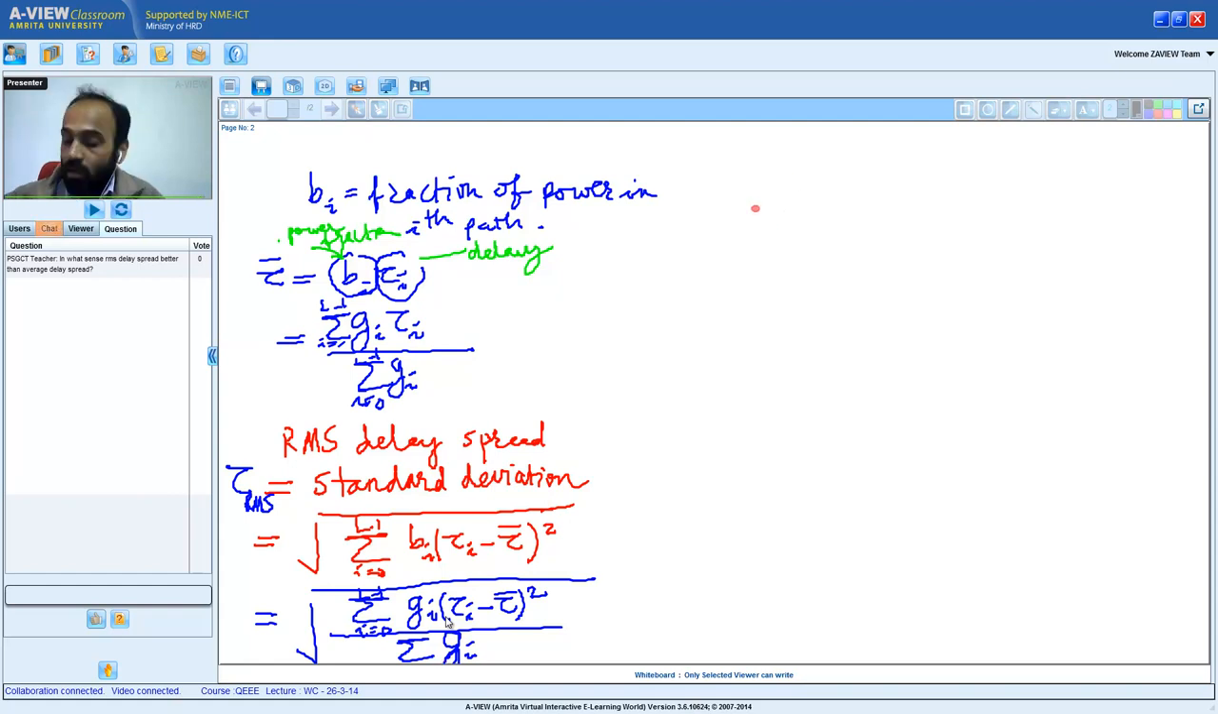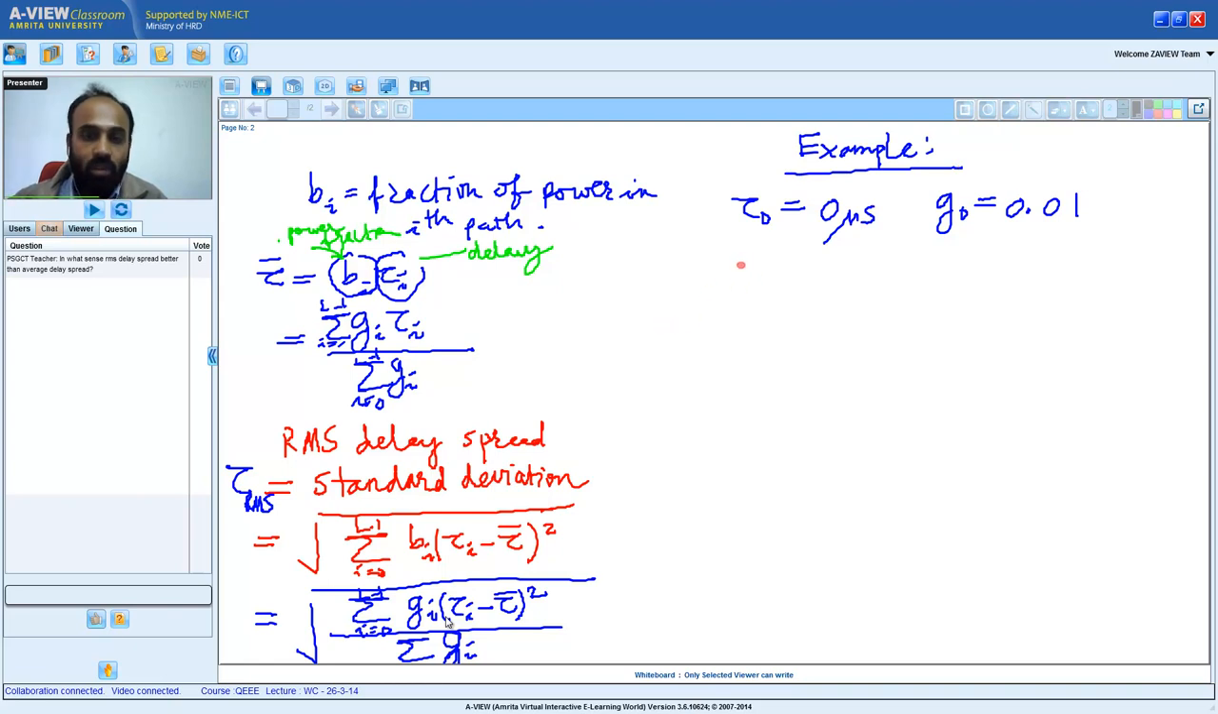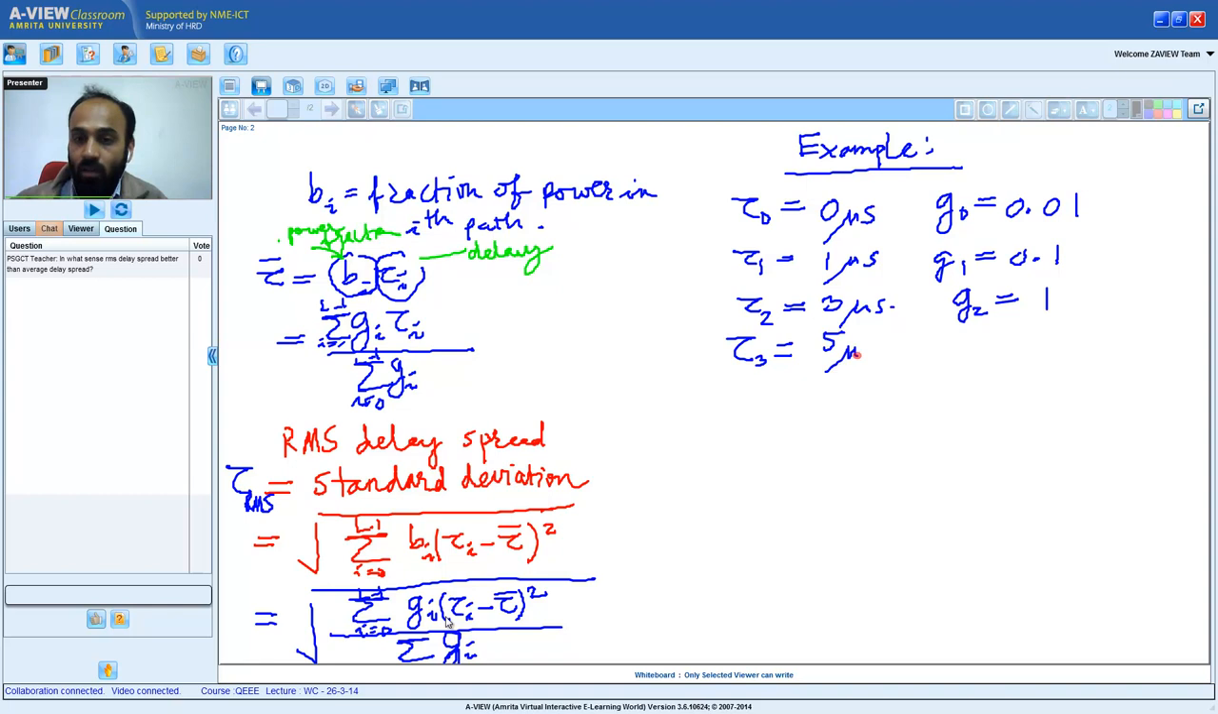So therefore we also saw an example of a multipath profile. tau_0 equals 0 microsecond, G_0 equals 1. tau_1 equals 1 microsecond, we have the power of the path equals 0.1, that is minus 10 dB. At tau_2 equals 3 microsecond, we have G_2 equals 1, that is 0 dB, and at tau_3 equals 5 microsecond, we have G_3 equals 0.1, right?